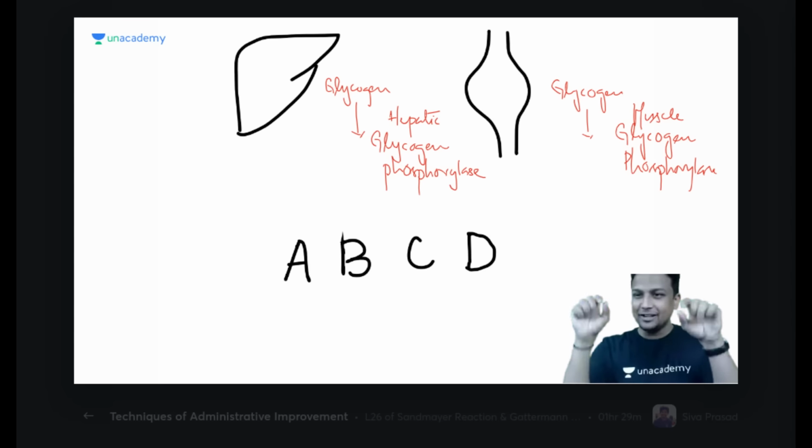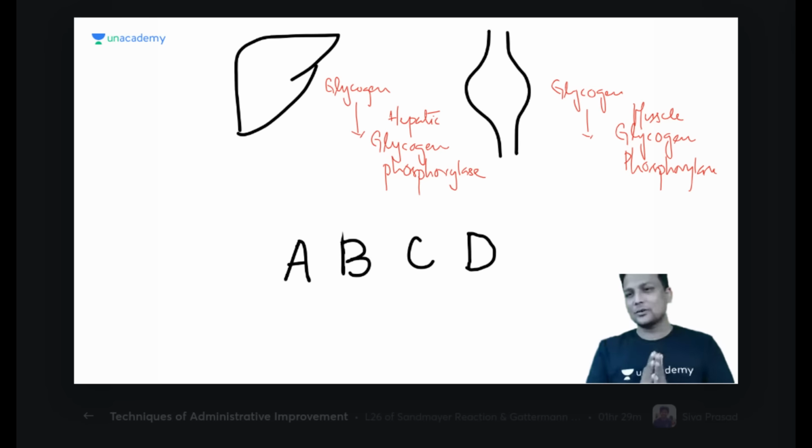Welcome here, sir. Glycogen is going to break down in the presence of the enzyme. What is the name of the enzyme? Glycogen phosphorylase.